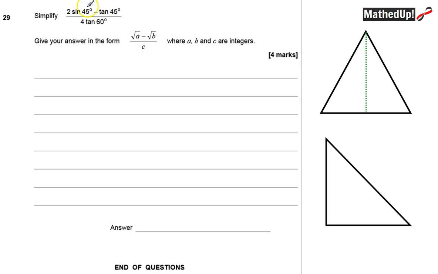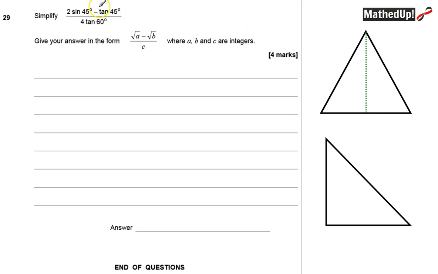Question 29. We need to simplify 2 sine 45 take away tan 45 divided by 4 tan 60. Give our answer in the form root a take away root b divided by c, where a, b and c are integers. Now, in order to solve problems like this, a useful thing for you to do is, well, try and memorize what your sine, cosine and tan are of 0, 30, 45, 60 and 90 degrees, first of all.